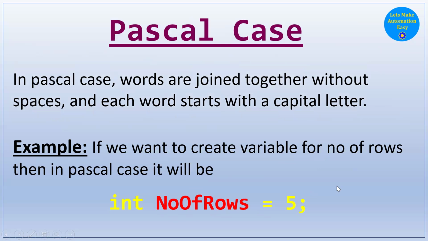Now second, Pascal case. In Pascal case, when you are creating a name using multiple words, each word starts with a capital letter. So how is it different from camel case? In camel case, the first word starts with a small letter and the rest of the words start with a capital. But in Pascal case, for all the words the first letter will be capital. Like for number of rows, N will be capital, O of will be capital, R for rows will be capital. So this is Pascal case.